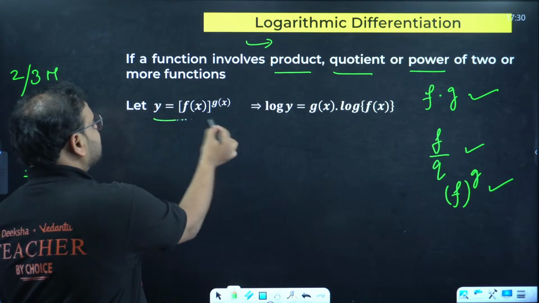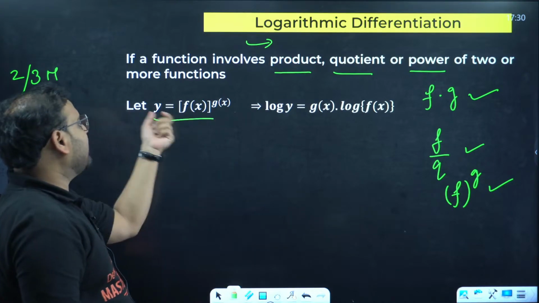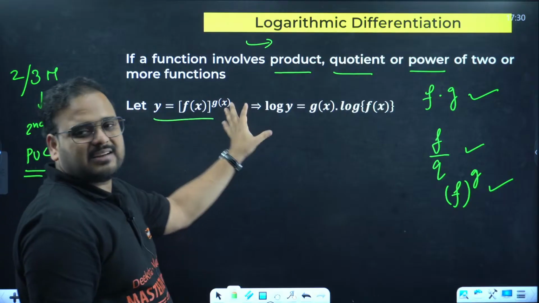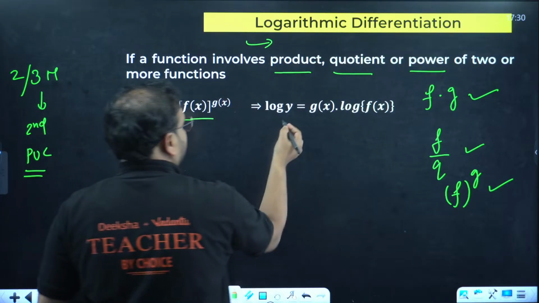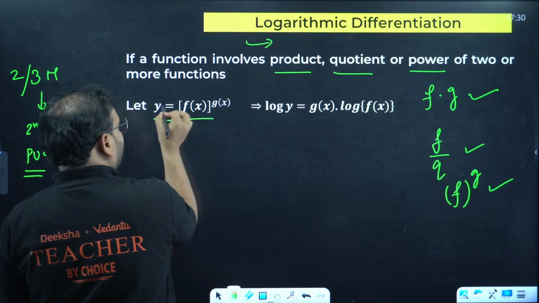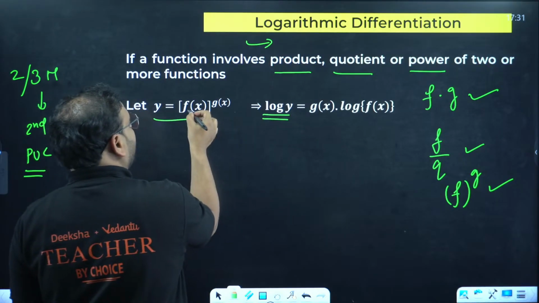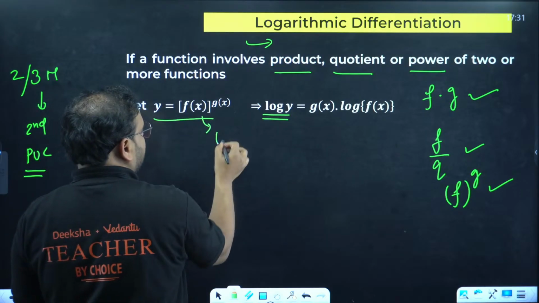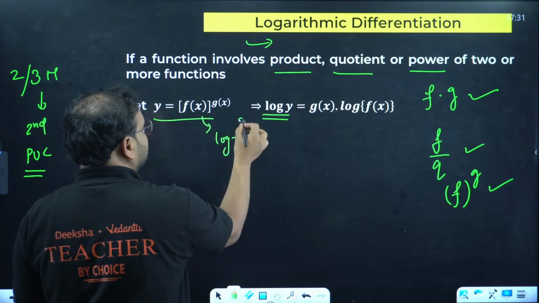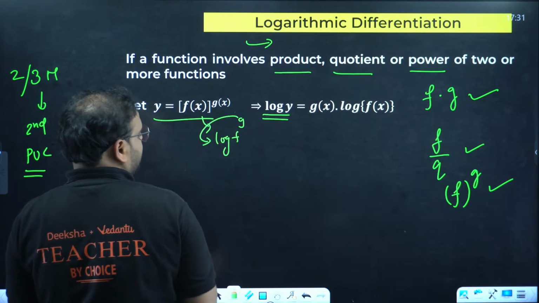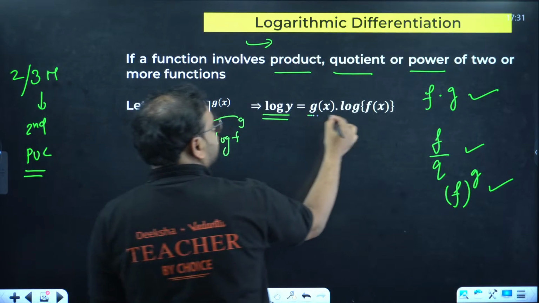For this question, let's say I have a function y equal to f power g. If you take log on both sides, it will become log y on the LHS, and the right side will be log of f power g. G can be taken out as a coefficient. It will become g log f.